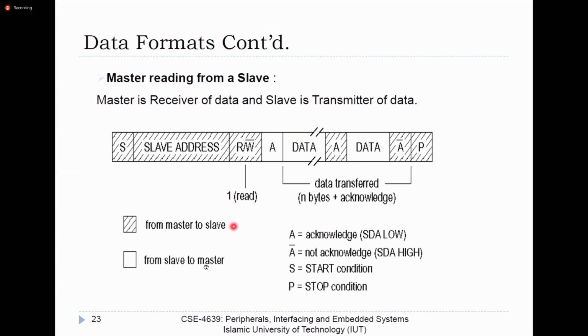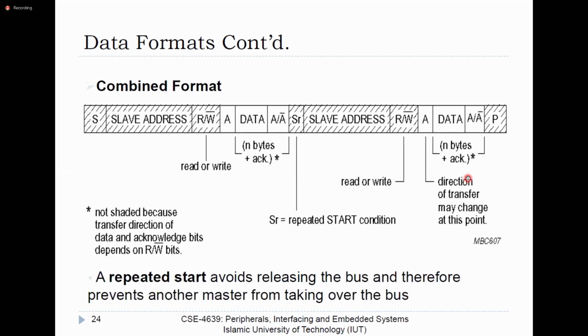And you see that from master to slave and from slave to master. In this case, the data is in the blank space, meaning the slave is transmitting the data. And the first acknowledgement is sent by the slave, but the second acknowledgement or negative acknowledgement is sent by the master.